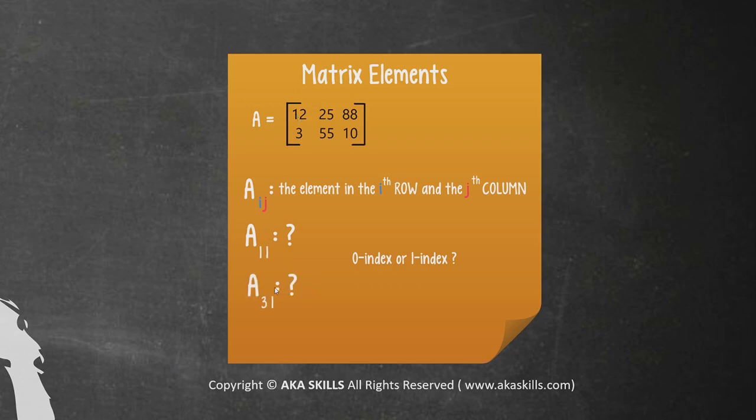So what's A 3 1? You can pause the video and think about that, or count it. And yeah, A 3 1 is, no, you cannot say A 3 1, because there is no 3. So this is an error. We cannot say that. There is no element with the index i equals 3, 1.